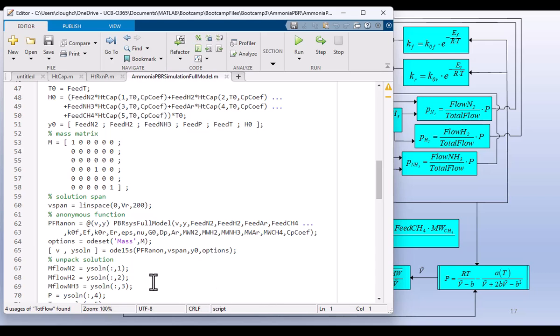And then come down and very much as before, set this up, but now this is PBR-SYS full model, and it actually includes more constants that we need to pass through, and then we solve this particular anonymous function for our solutions. So let's come over to PBR-SYS full model, and let's open that.